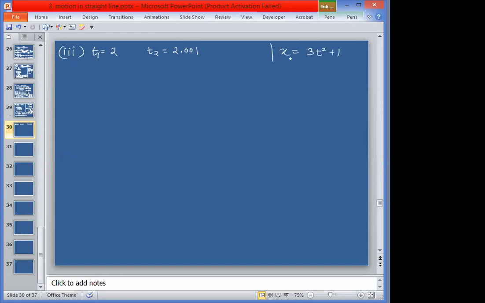The position function is x equal to 3t square plus 1. We have calculated x1 for T1: for t equal to 2 second, x1 is 13 meter. So let us calculate x2. For x2 you have to put time as 2.001. So 3 as it is. Put the time there, children, 2.001 in the bracket squared plus 1.